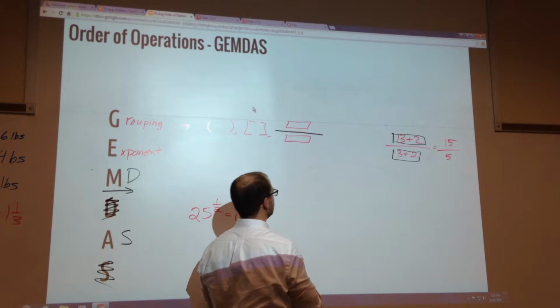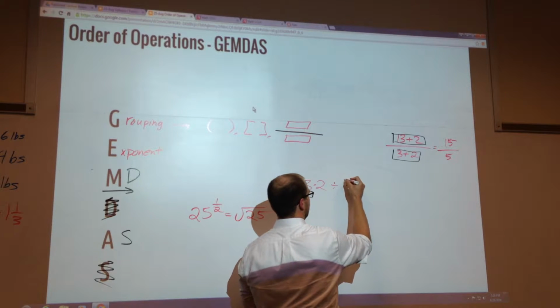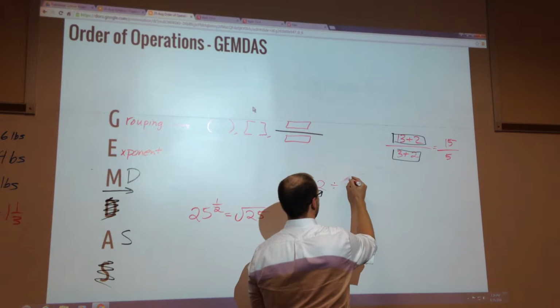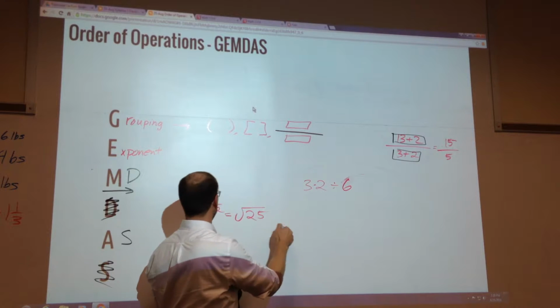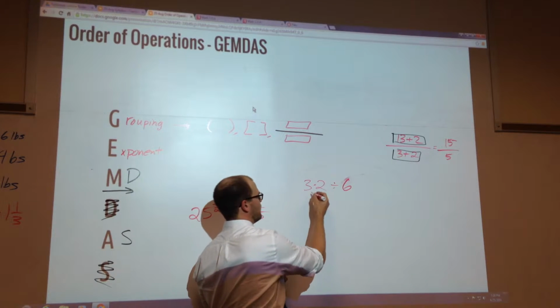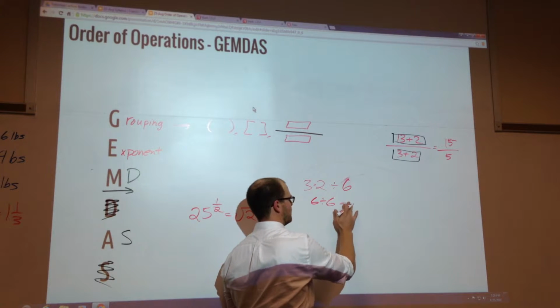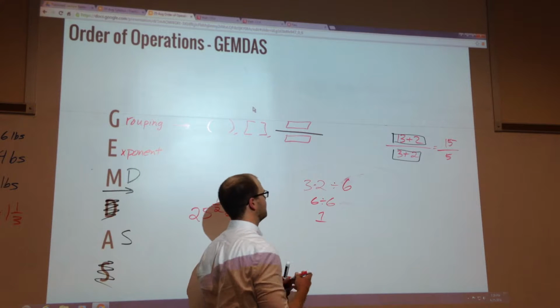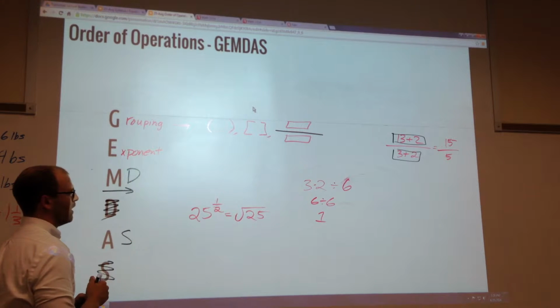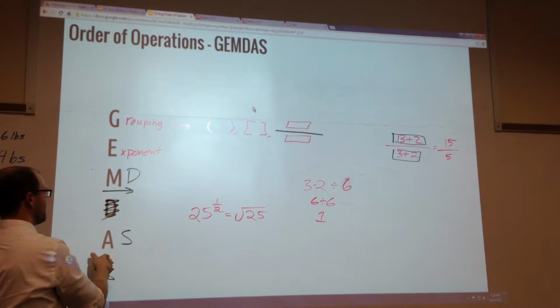we got a problem like this. 3 times 2 divided by 6. Okay? Because multiplying and dividing is the same step, you just read it left to right. 3 times 2 is 6. 6 divided by 6 is 1. Let's try it out. You just go left to right and you hit it as soon as it comes up. Same thing with adding and subtracting.